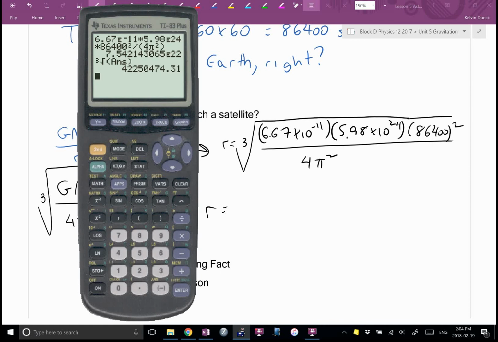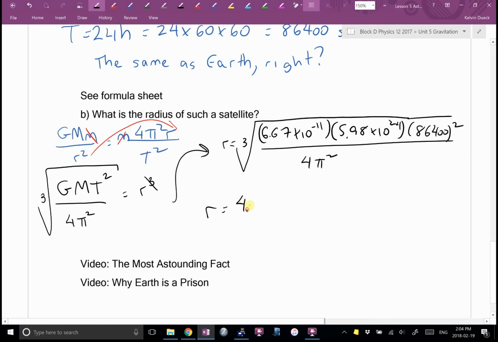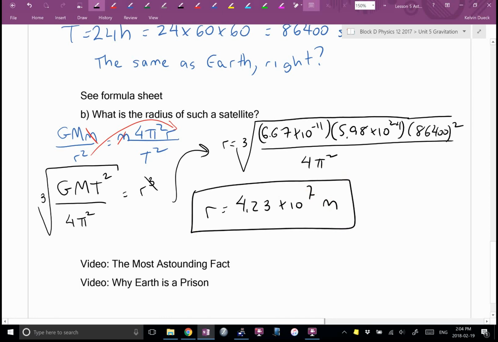So 4.23 times 10 to the 7. They're fairly far out there. But that radius, you'd have to be doing this right along the equator. It does you no good if you're rotating every 24 hours but not in line with the Earth. That's prime real estate. Our GPS satellites are there. A lot of our communication satellites are there. And they're high enough up that we can spot them from anywhere on the planet.